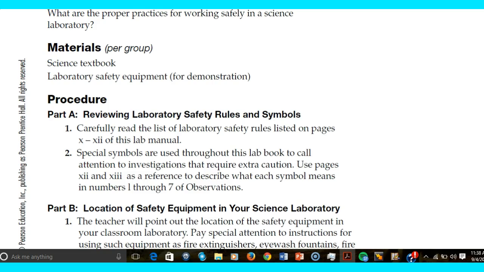Carefully read the list of laboratory safety rules listed on pages X and XII of this lab manual. Special symbols are used throughout this lab book to call attention to investigations that require extra caution. Use pages XII and XIII as a reference to describe what each symbol means in numbers 1 through 7 of observations.